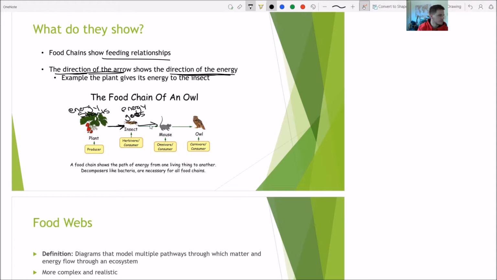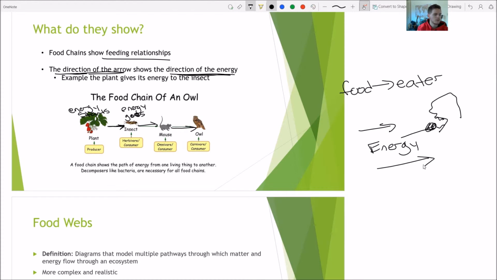Energy starts here, goes there, starts at the mouse, goes to the owl. I like to think of it like this: food to the eater. Or that arrow, to me, kind of looks like a fork. And I use a fork to put food in my mouth. There's a person eating. They're eating food that's on the tip of that fork. So the arrow points to whoever's eating it, away from the food to whoever's eating it. That's the direction of energy.